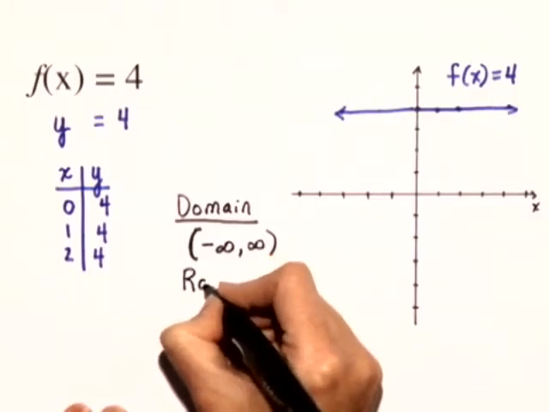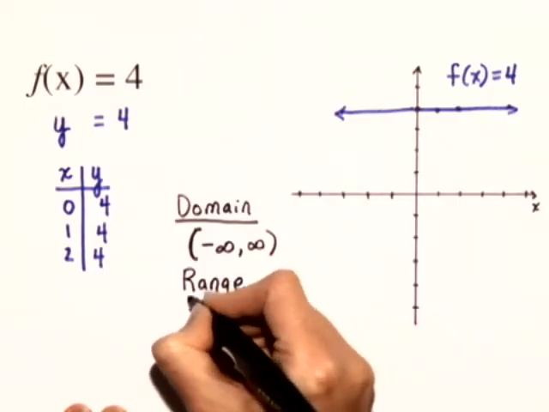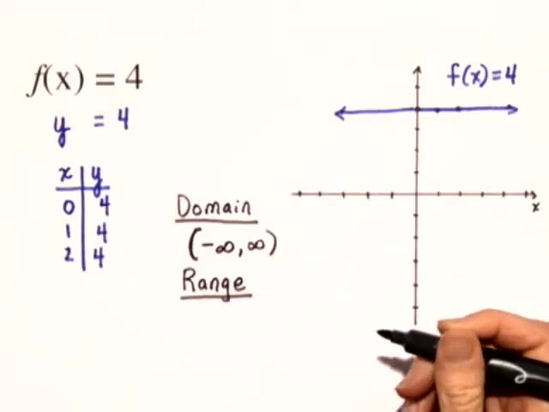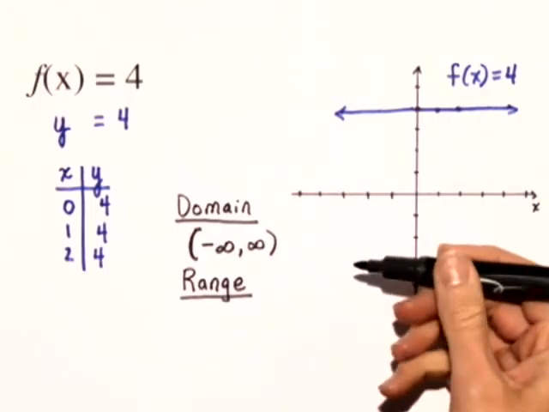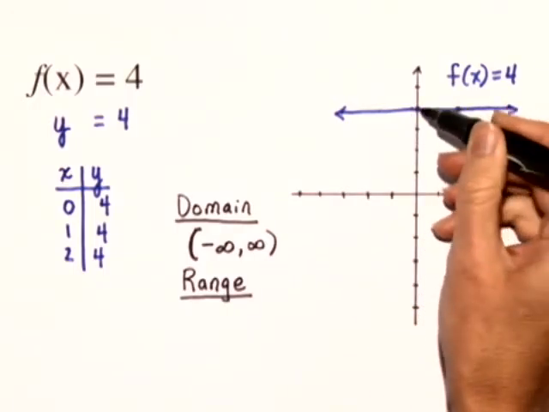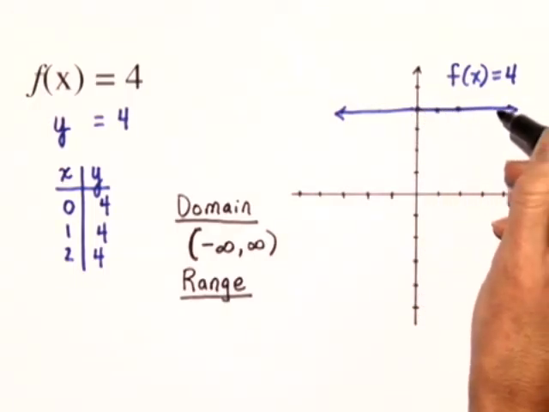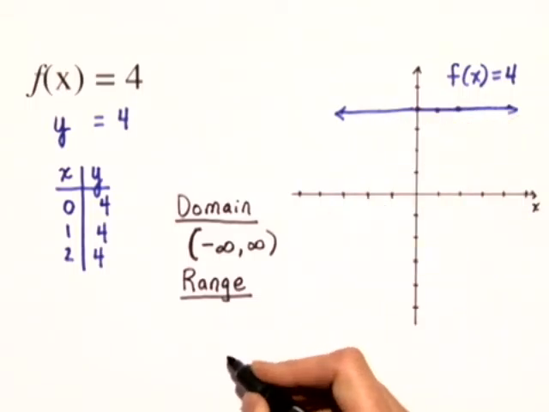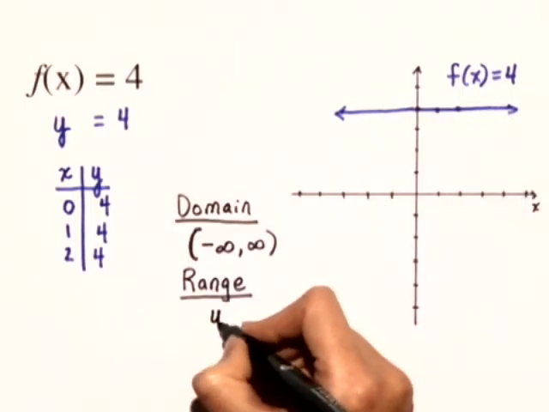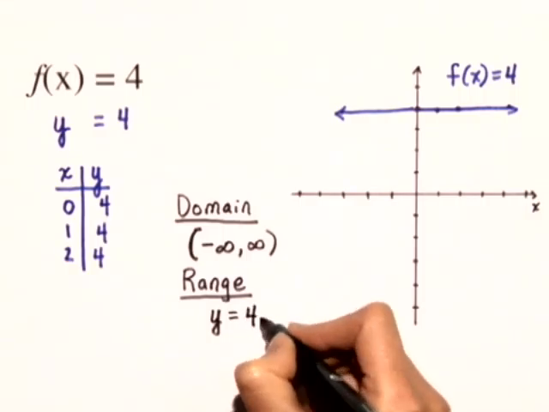How about the range? Remember, we look along the y-axis and look at the values that y can be. Well, if we look along the y-axis, we can see that the only y value that y will ever take on is the value 4. So the range, we can simply say, is that y is equal to 4.